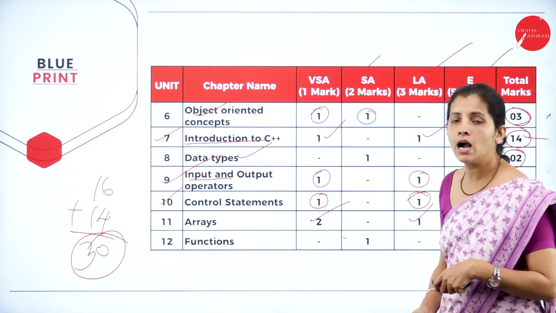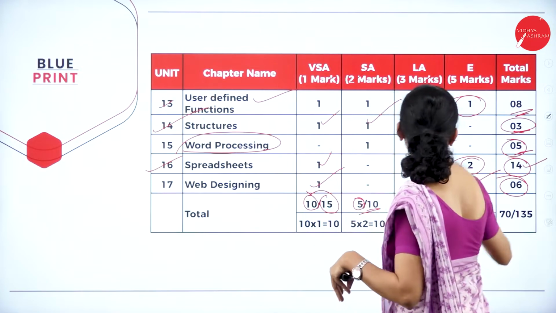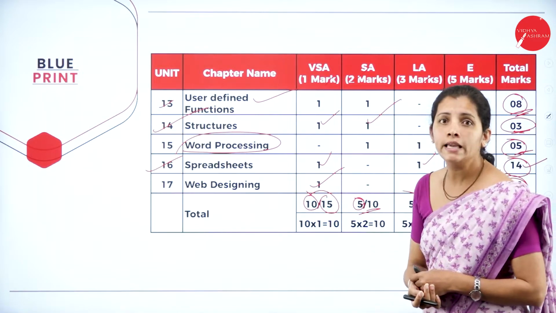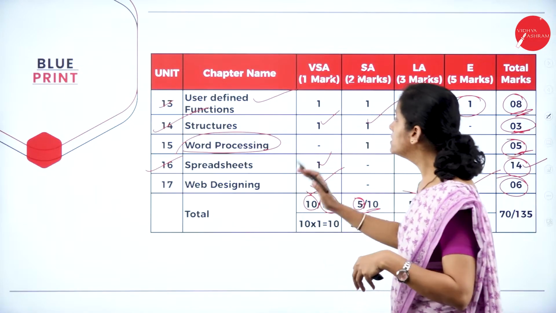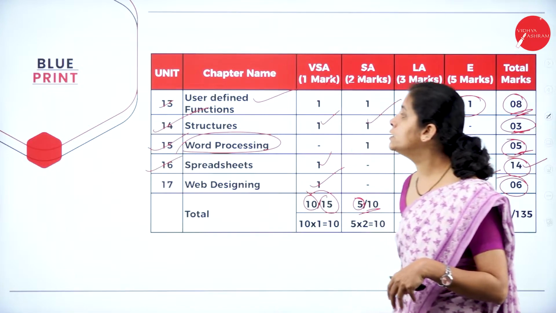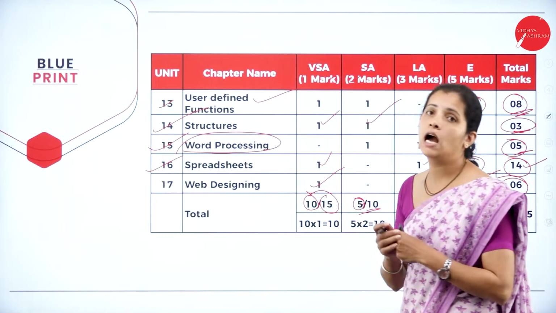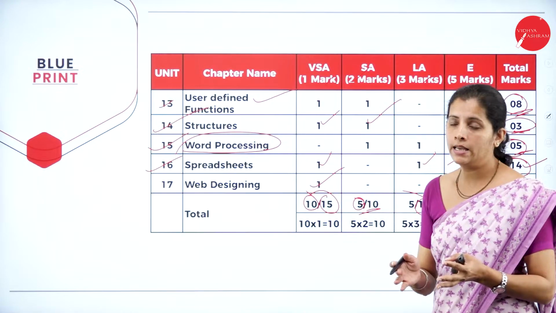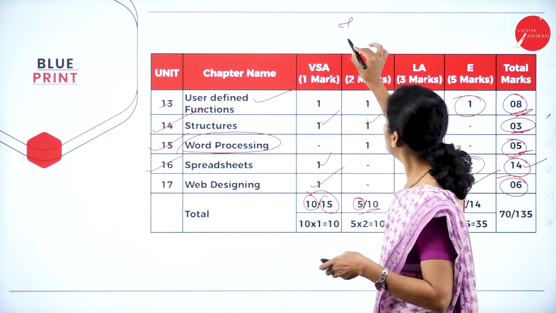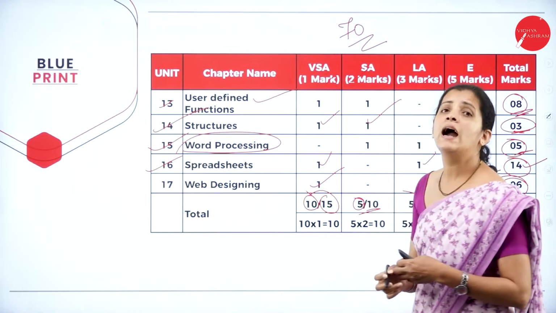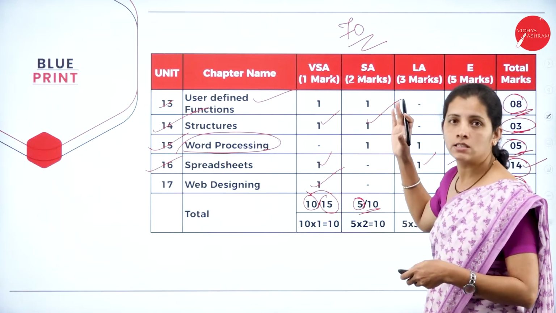Moving further, if I study user defined function 8 marks, so I insist all the students to study 13th chapter. Then I insist all the students to study word processor along with spreadsheet, along with web designing. And I'm going to get this paper only for 70 marks, and it is very easy to get marks in this subject.